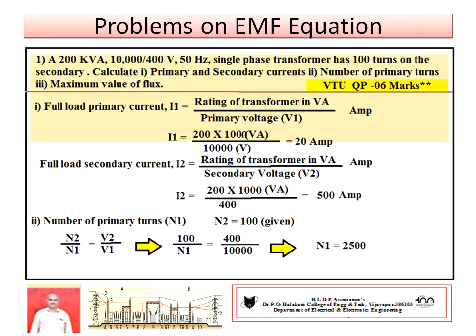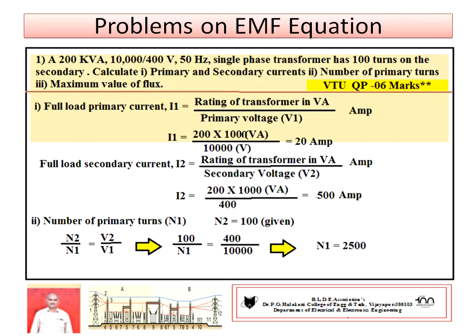So now we have to see some problems based on the EMF equation. You have to remember the expressions E1 and E2. A 200 kVA, 10,000/400 volts, 50 Hz single phase transformer has 100 turns on the secondary. Calculate: one, primary and secondary currents; two, number of primary turns; and three, maximum value of flux. The same question was asked in one of the VTU question paper problems for 6 marks.